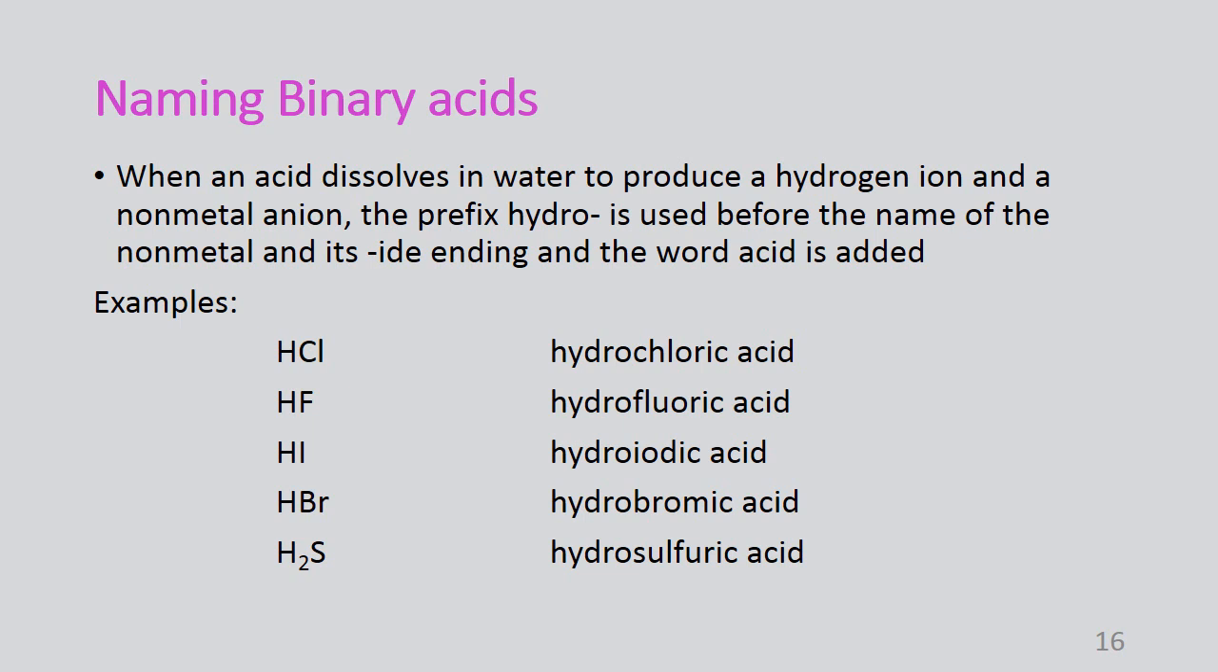You can see that the IDE ending gets changed to ic acid, and we add hydro in front of it, so HCl becomes hydrochloric acid, HF is hydrofluoric acid, HI is hydroiodic acid, hydrobromic acid, and hydrosulfuric acid. So you don't need to remember the rules about them, but just remember these acids. So binary just means with one element with a hydrogen.